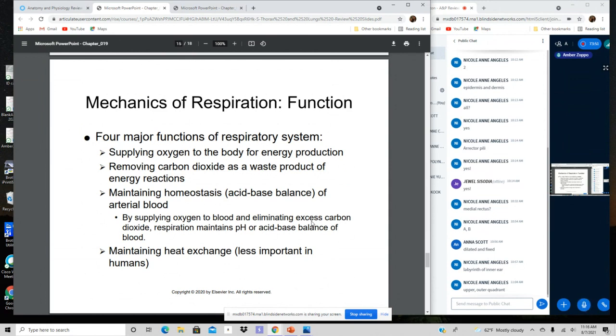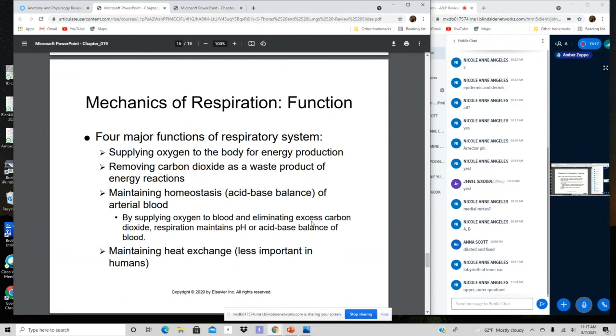By supplying oxygen to the blood and eliminating excess carbon dioxide, respiration helps to maintain our pH, or acid-base balance of the blood. It also is important in maintaining heat exchange. Okay, so the 4 major functions: supply oxygen, remove CO2, and maintain our pH balance and maintain our heat exchange.